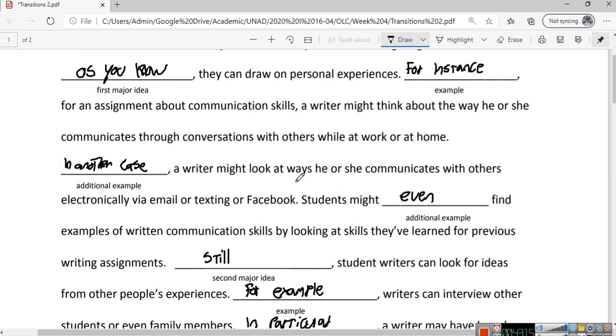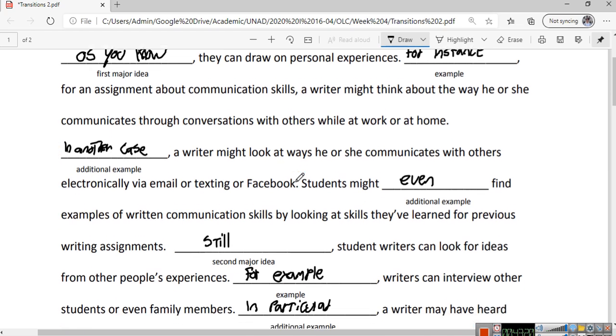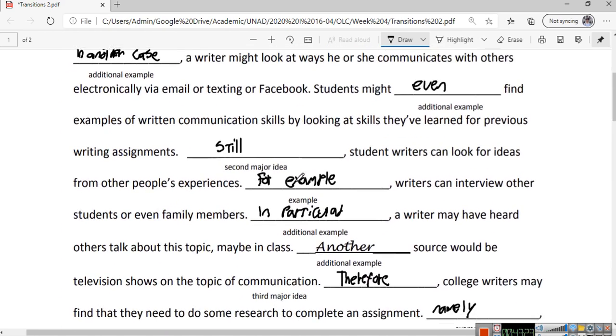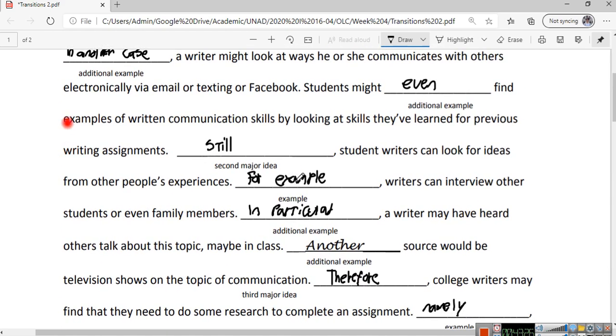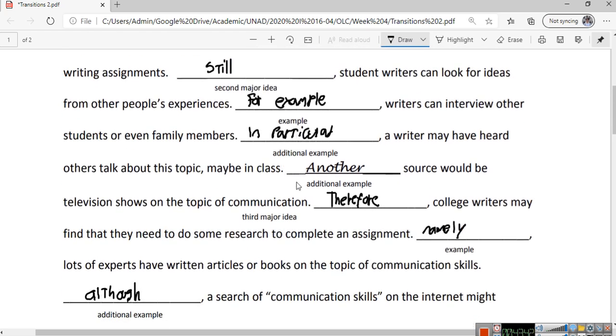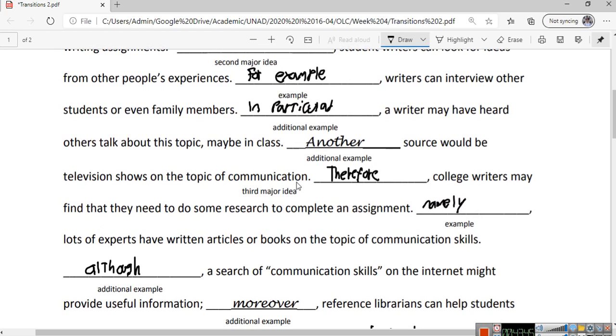In another case, a writer might look at the way he or she communicates with others electronically, via email or texting or Facebook. Students might even find examples of communication skills by looking at skills they've learned for previous writing assignments. Still, writers can look for ideas from other people's experiences. For example, writers can interview other students or even family members. In particular, a writer may have heard others talk about this topic, maybe in class.